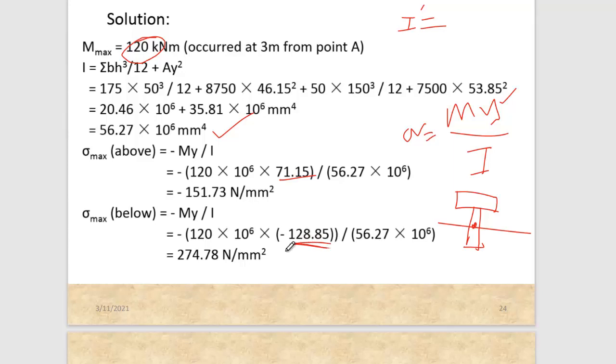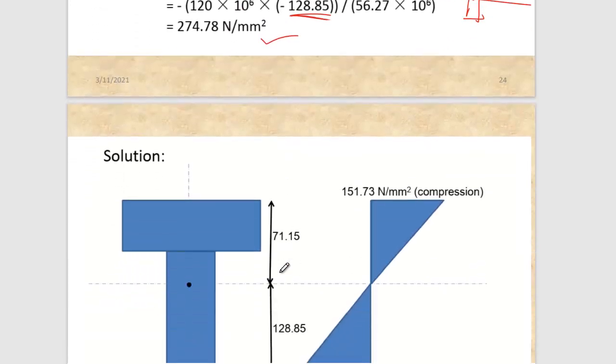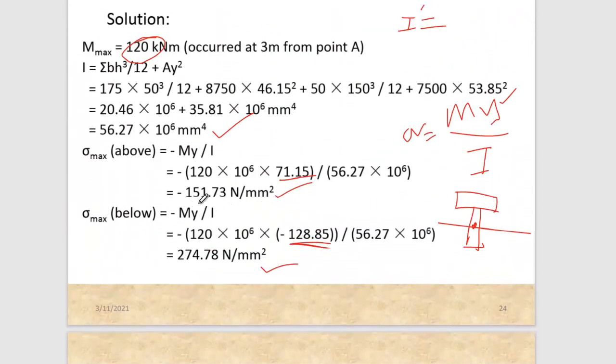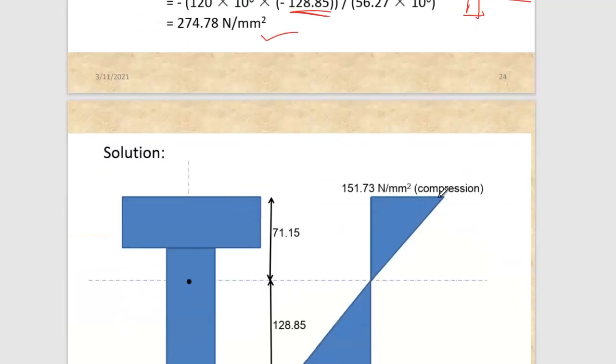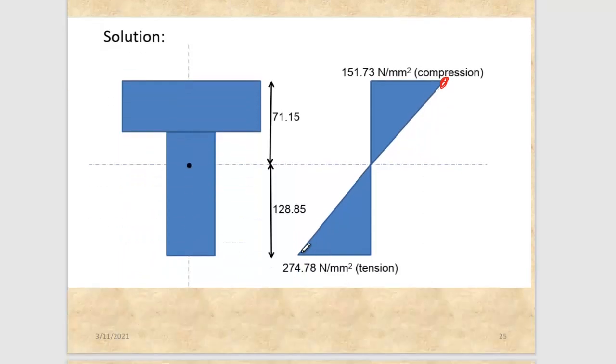So if you consider here minus, it would be plus. If you consider according to the axis, this is plus above the x-axis. This minus remains. So this is the compression zone, this is the tension zone. So finally you can draw the diagram. So in the case of the compression zone, you find minus 150.73, so this is the location of minus 150.73, and this is the location of 274 point this, and you draw this.